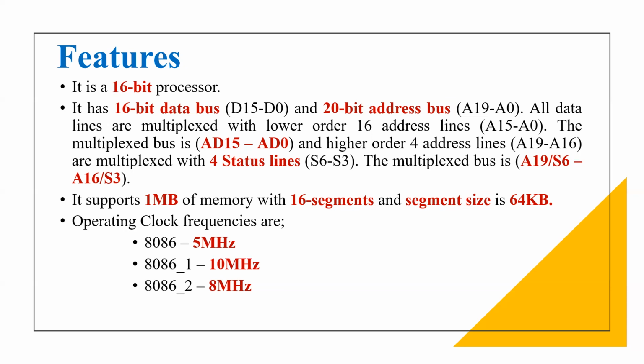The speed of operation of the processor depends on the operating clock frequency. You know that, because there is a relation between frequency and time period: T is equal to 1 by F. If the frequency increases, automatically the time period reduces.